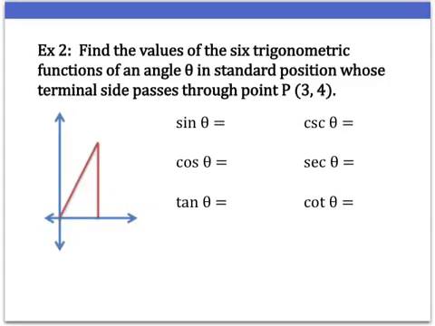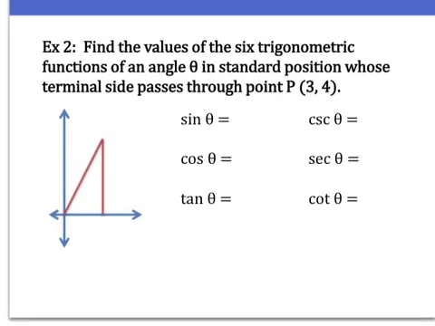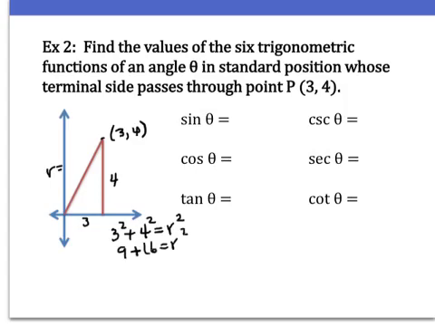Now, the last slide I have for you, we're going to find the values of the 6 trigonometric functions of an angle theta in standard position whose terminal side passes through (3, 4). So here's our point right up here. All right, (3, 4). So that means x is 3, y is 4. We don't know what r is. So Pythagorean theorem again. 3 squared plus 4 squared equals r squared. 9 plus 16 equals r squared. So 25 equals r squared. So that means r is 5.